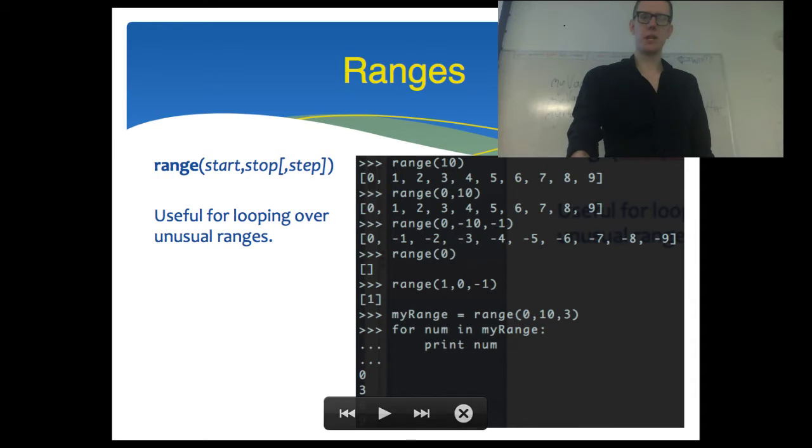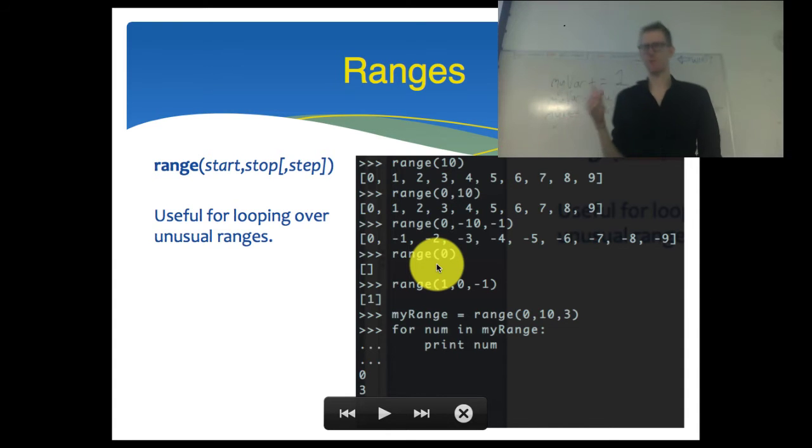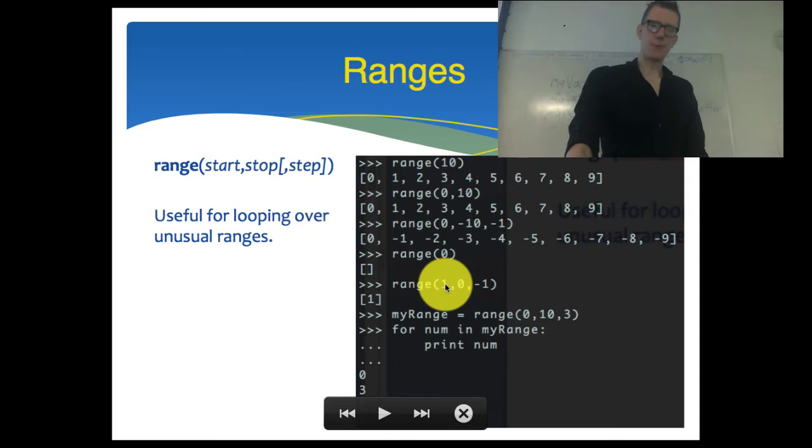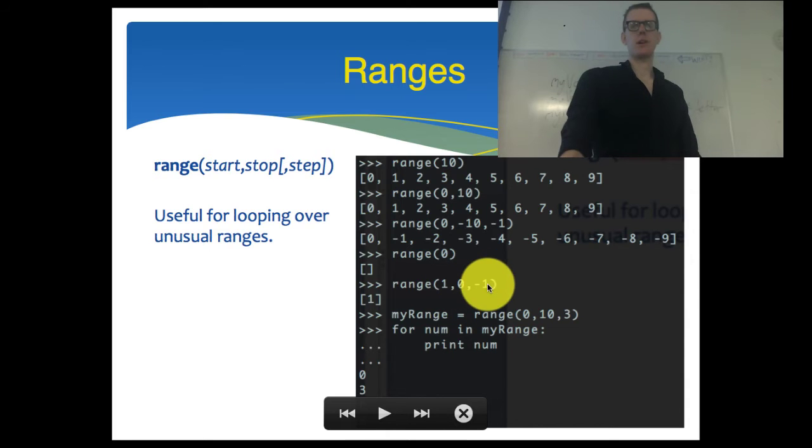Be aware of a few of the tricky things that you might see. If you just do range 0, you're going to get an empty list back because it goes from 0 to 0 but doesn't include 0. It's a little strange. If you go from 1 to 0 with a step size of minus 1, it's going to include 1, not include 0, and so you'll only get 1 back. So that makes sense. Okay, so let's see what we might be able to do with that.